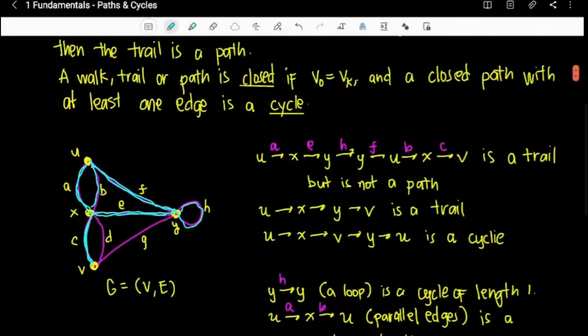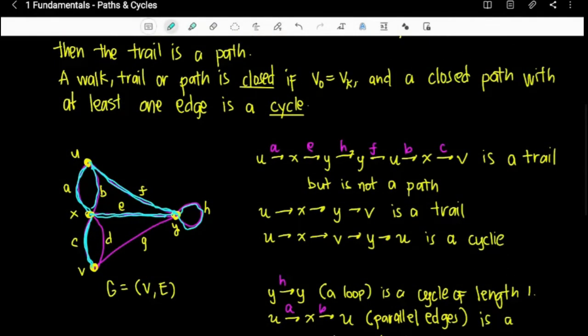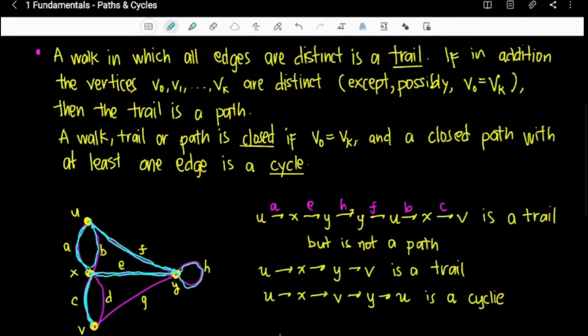Now, what is a cycle? A cycle is a closed path with at least one edge. So sa path, pwedeng may maulit na vertices, pero isa lang yung pwedeng maulit. Alin lang yon? Possibly yung initial vertex tsaka terminal vertex. So that's the only time that a path can repeat a vertex. Yung initial tsaka yung final vertices. But in that case, pag naulit yung initial tsaka final vertices in a path, then that's called a cycle.